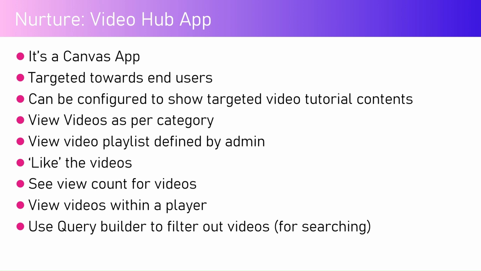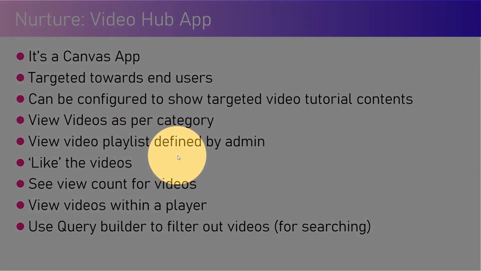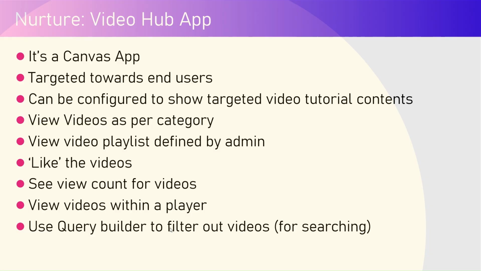You can view the video as per category. You can view the video playlist defined by the admin. You can like the videos. You can see the view count for the videos. You can view videos within a player. And you can use Query Builder to filter out the videos for searching. The Query Builder part will be useful when you have, say, 50 plus or 100 videos listed within your organization, and it is very difficult to find the relevant videos. So you can do some sort of a query search on it.